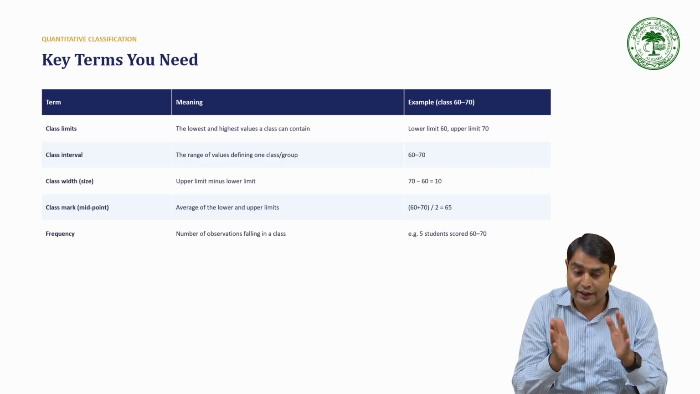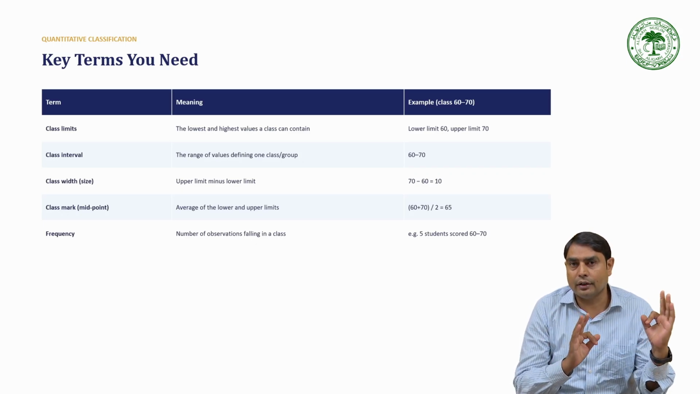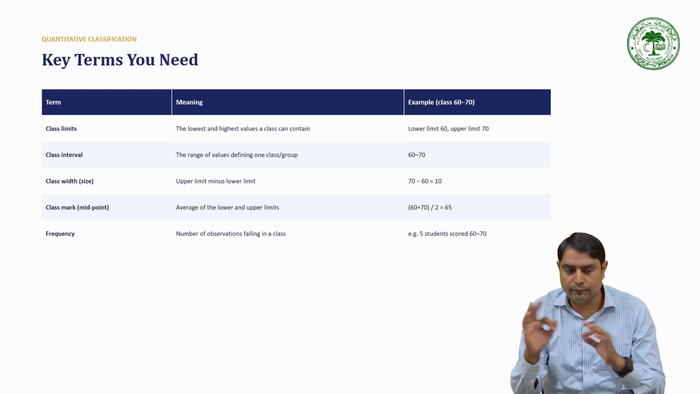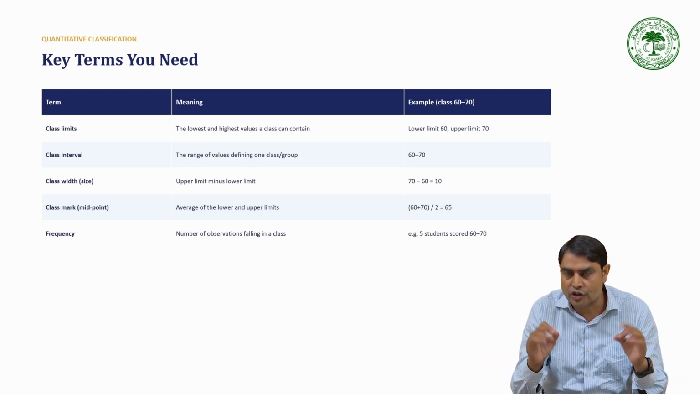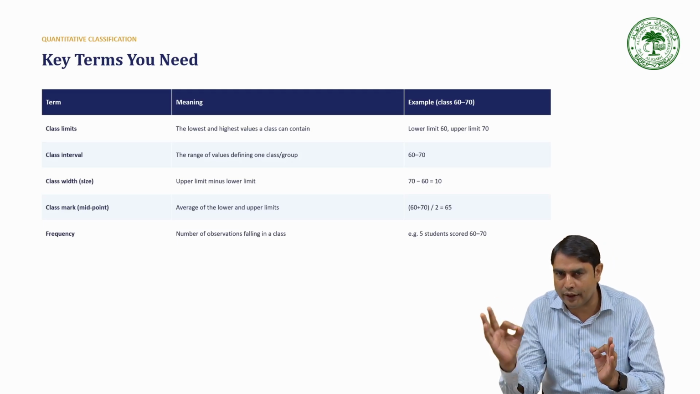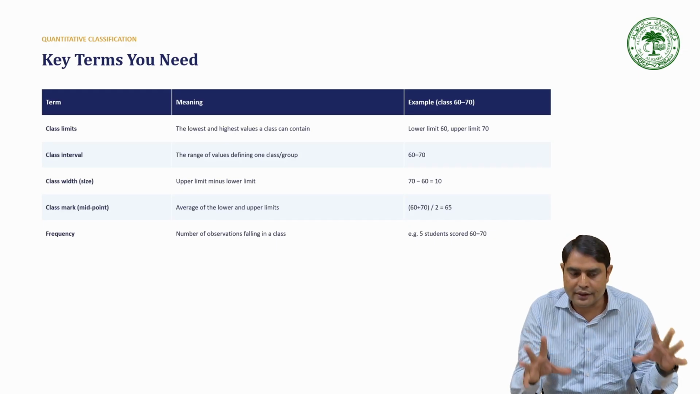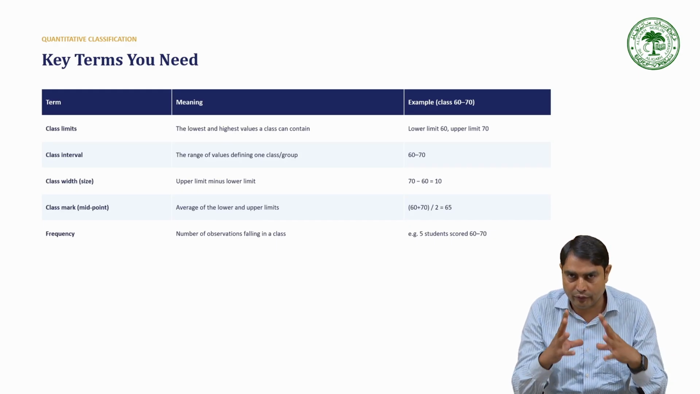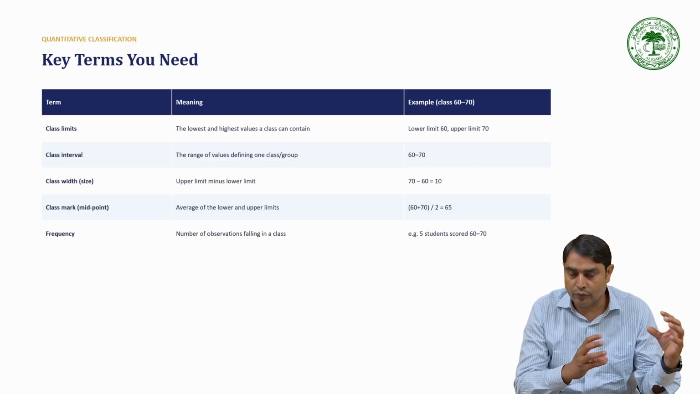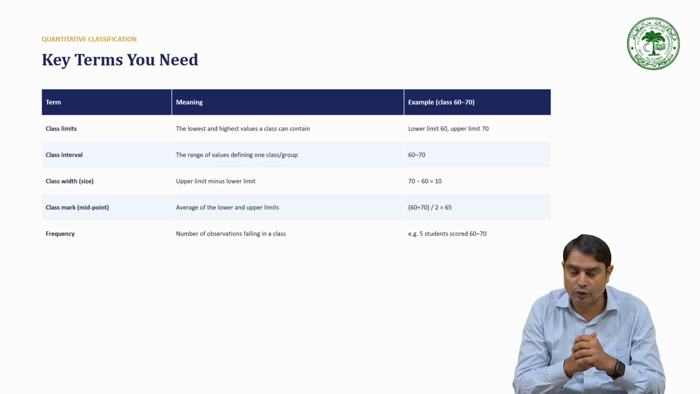Class interval is the range of values which defines one class group, say 10 to 20, 20 to 30. So 10 to 20 is the range. Or I can say the first division holders have scored between 60 to 100, second division from say 45 to 60, and third division say from 35 to 45. This is a class interval where I am creating a range for each data group.